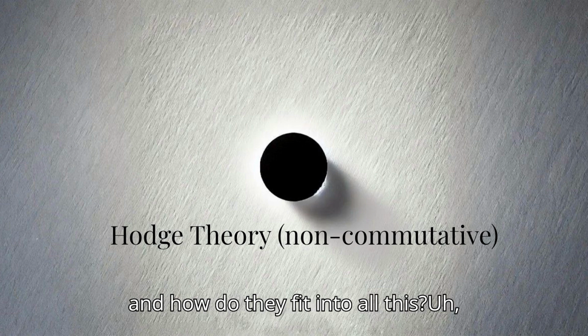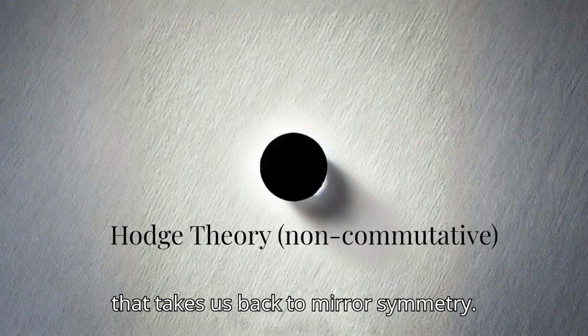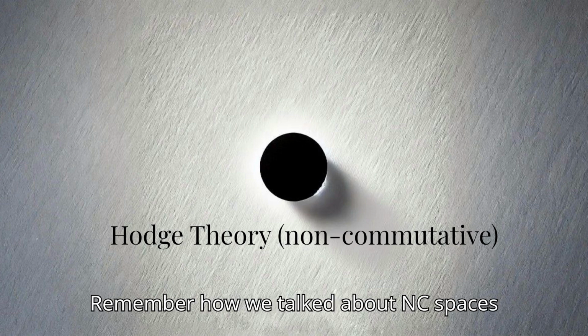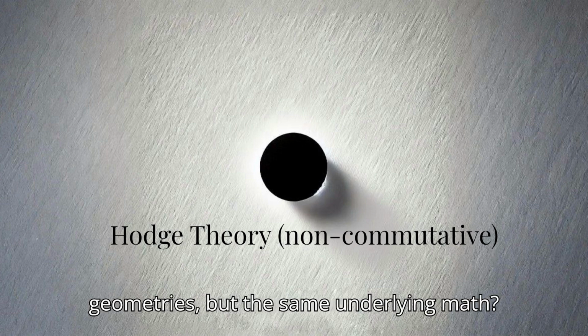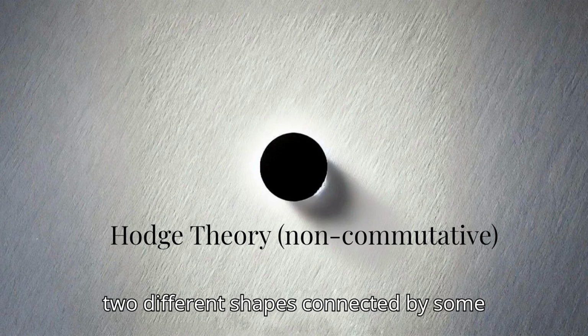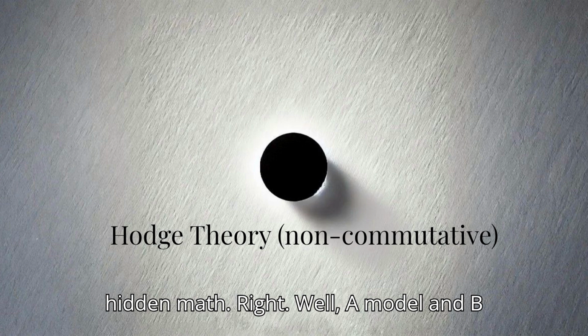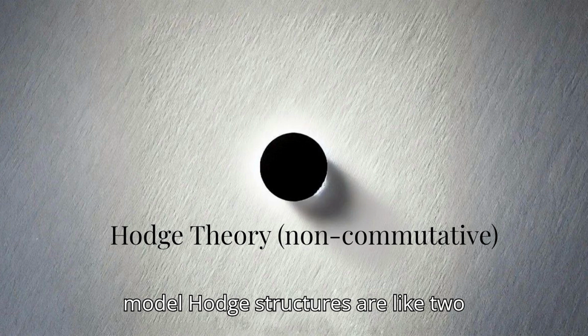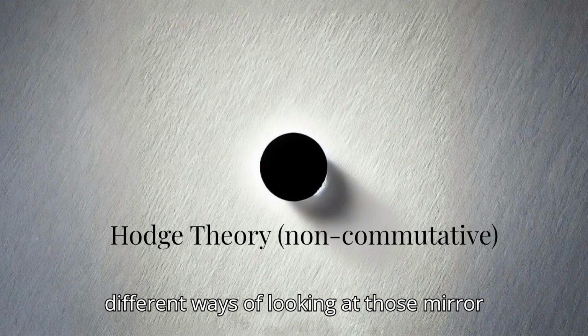What are those, and how do they fit into all this? That takes us back to mirror symmetry. Remember how we talked about NC spaces having mirror partners, different geometries, but the same underlying math? Yeah, like our coffee mug and donut, two different shapes connected by some hidden math. Right. Well, A model and B model Hodge structures are like two different ways of looking at those mirror partners.